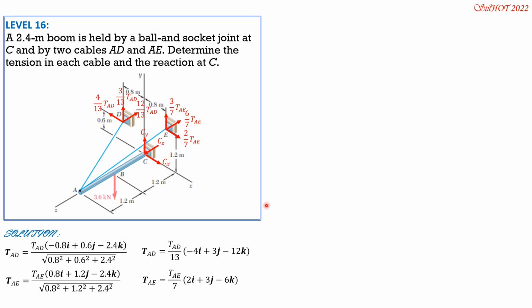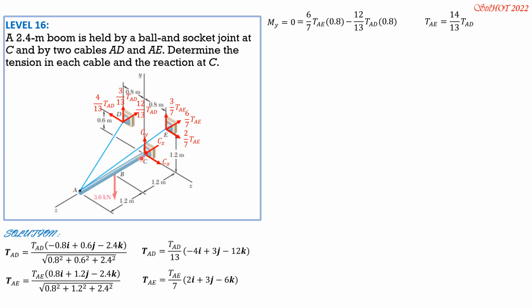So first we set up moment about the y-axis equals 0 to relate tension AD and tension AE. By right thumb rule, this is the positive sense of moment. So 6 over 7 tension AE times 0.8, then minus 12 over 13 tension AD times also 0.8. Those are the only forces involved in this summation of moment about the y-axis. All the rest are either parallel or the forces pass through the y-axis. So relating tension AE with tension AD, tension AE is equal to 14 over 13 of tension AD.